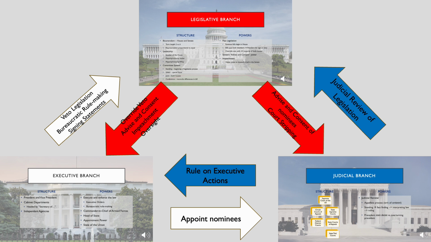Okay, so we've got our three branches of government: the legislative, the executive, and the judicial branch. Now, if you've watched the Unit 1 video, you should have a good understanding of their constitutional setup, but I'm going to review that structure, and then I'm also going to talk about their powers and how they relate to each other. So the arrows are going to come at the end. So let's turn to the legislative branch first.